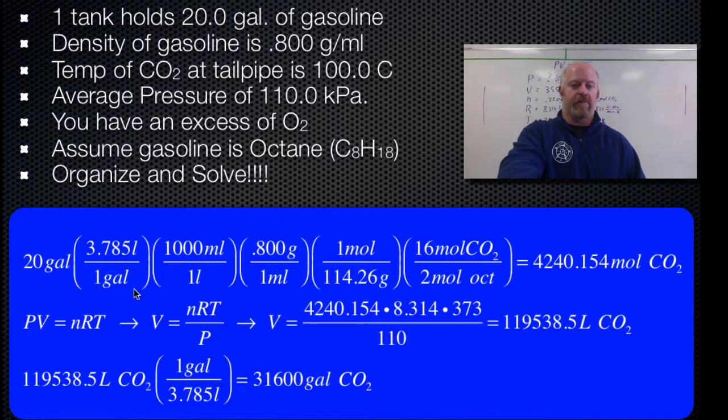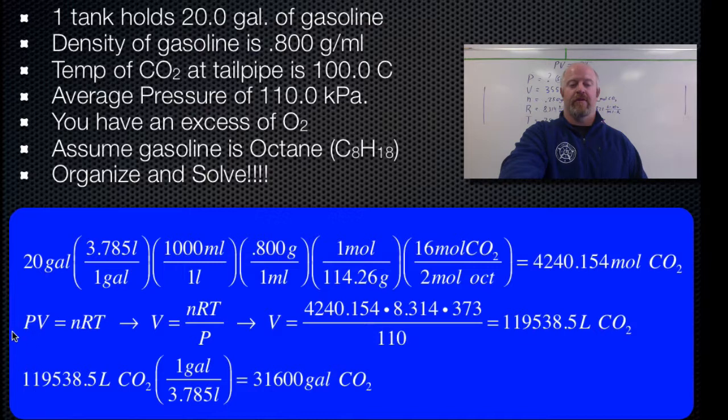You may have gone a different way, that's fine, but somehow you had to get from gallons of gasoline into liters. One liter is 1,000 milliliters, and 1 milliliter is 0.8 grams, so that was using the density that was given to you. Octane has a molar mass of 114.26 grams per mole. If you balanced your chemical equation properly, you had 2 moles of octane for every 16 moles of carbon dioxide, or 8-to-1. So you end up with 4,000 moles of carbon dioxide. We're starting to deal with a really big number here, so we should expect a gigantic answer as we work our way through.